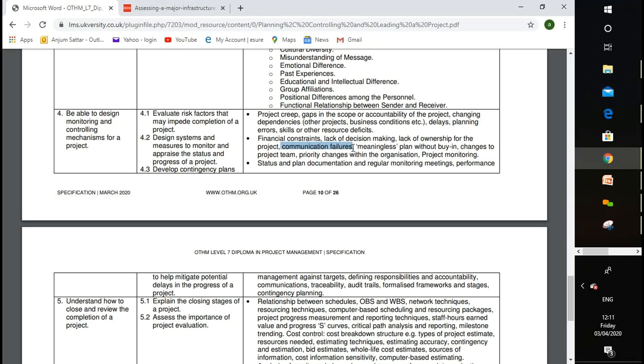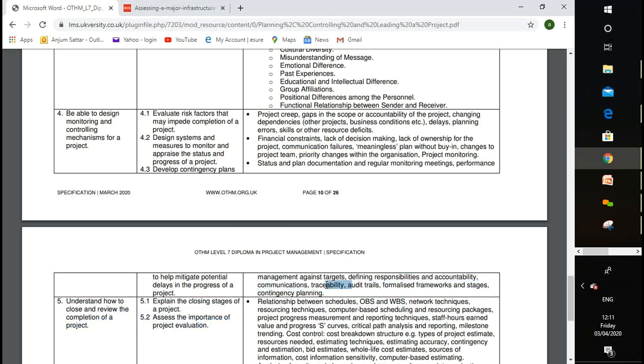together is a success. So we discussed in the last lesson metrics, project organization structure, and the team roles within a project. Also priority changes within our organization, project monitoring, and the status plan document. So all this will be the focus of today's lesson. And audit, how we can do an audit.